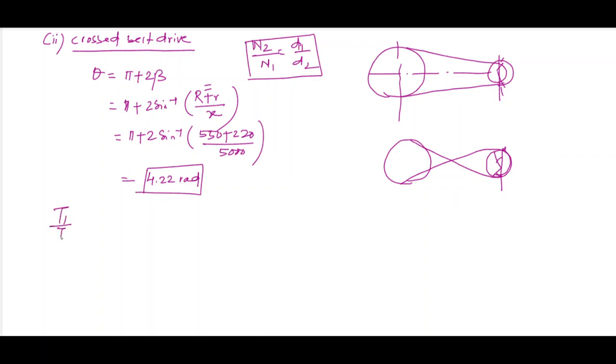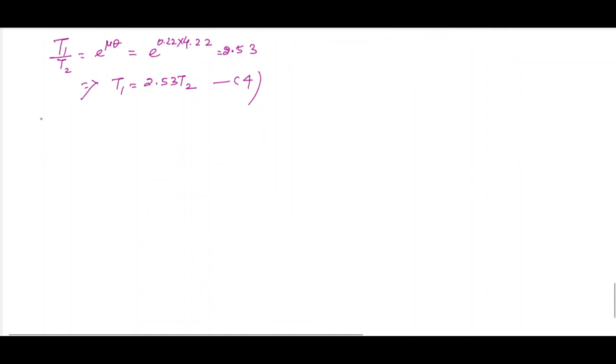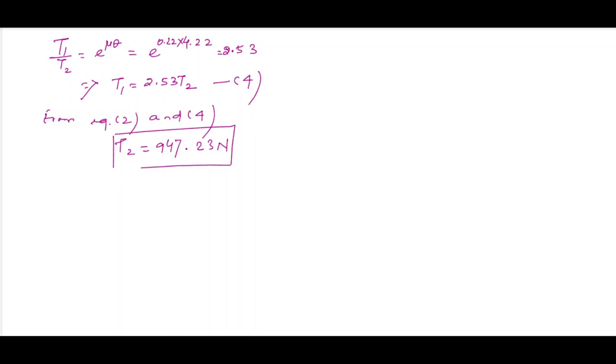Now we have T1 by T2 is equal to e to the power mu theta, e to the power 0.22 into 4.22. That is equal to 2.53. That means T1 is equal to 2.53 T2. Let's say this is equation 4. So from equation 2 and 4, you'll have T2 is equal to 947.23 newton if you substitute there, and T1 will be 2396.5 newton.